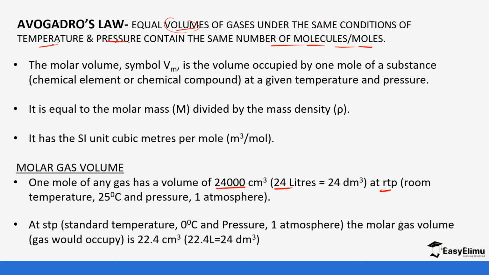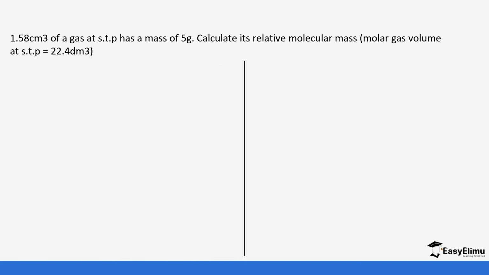The volume that is going to be occupied by that gas is 22.4 liters. This can't be centimeters cubed. This is going to be 22,400 centimeters cubed or 22.4 liters or 22.4 dm cubed. So we are going to be using these standard conditions of gas volume to do some calculations.